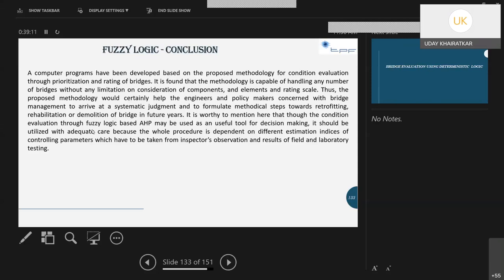It is worthy to mention here that though the condition evaluation using fuzzy logic based on AHP may be used as a useful tool for decision making, it should be utilized with adequate care, because the whole procedure is dependent on different estimation indices of controlling parameters, which have to be taken from the inspector's observation and results of field and laboratory testing. Obviously, since the entire logic is based on the inspector's perception, it has to be used rather carefully.